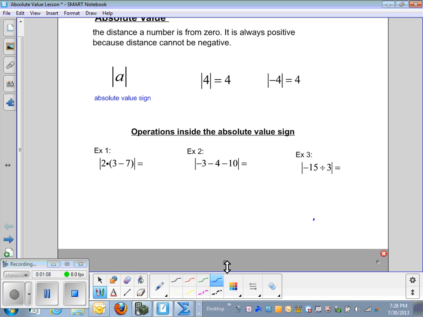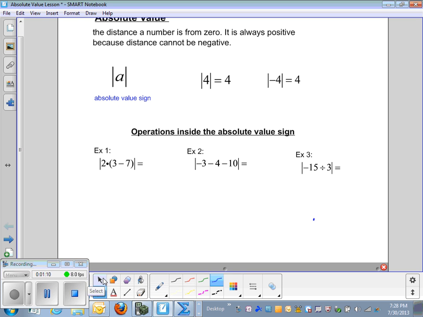Right, operations inside the absolute value sign. I'm going to go ahead and calculate what's inside the absolute value bars, and then we'll remove those bars and make the number positive. So we're working inside first, we're going to follow the order of operations. 3 minus 7 is in parentheses, so 3 minus 7 is a negative 4. So we have 2 times a negative 4, which is a negative 8. The absolute value of negative 8 is 8.